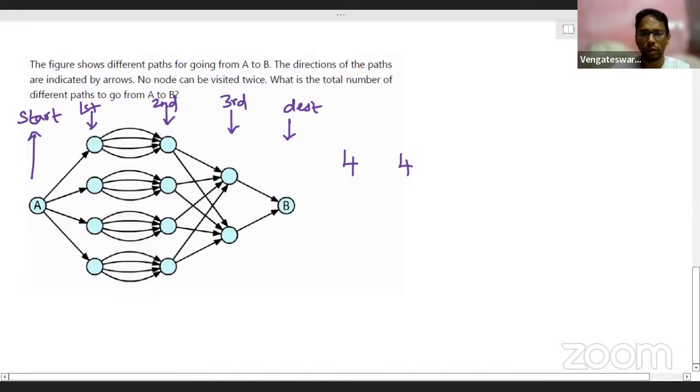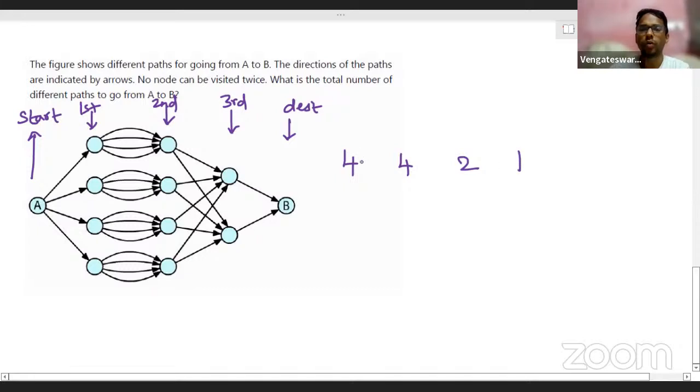Now from second to third terminal, just check this. How many ways you have got? From here to here, you can go in 2 ways. You have got 2 ways. So from each of these, you have got two ways. But from the final third to destination, you have got only one way. So here to here B, or here to here, only one way.